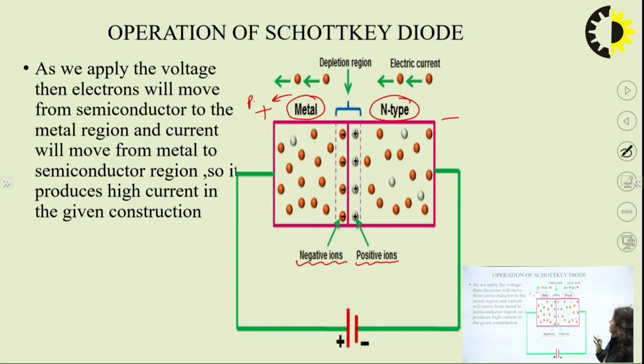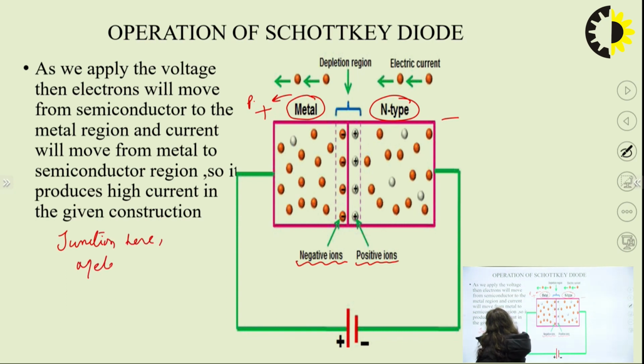Only the difference is what? The P type semiconductor material is not present here. Here the P type is metal. So the combination of metal and N type will create a Schottky diode. So the junction is metal and N type of junction. So the junction here in the case of the Schottky is metal-semiconductor. This is the case for Schottky.